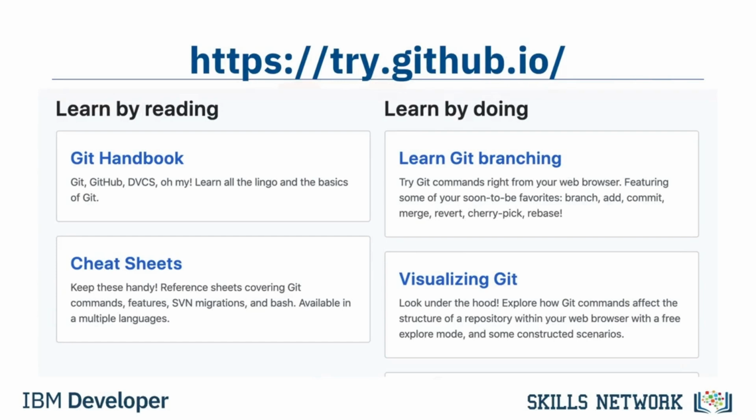To learn how to use Git effectively and begin collaborating with data scientists around the world, you will need to learn the essential commands. Luckily for us, GitHub has amazing resources available to help you get started. Go to try.github.io to download the cheat sheets and run through the tutorials. In the following modules, we'll give you a crash course on setting up your local environment and getting started on a project.